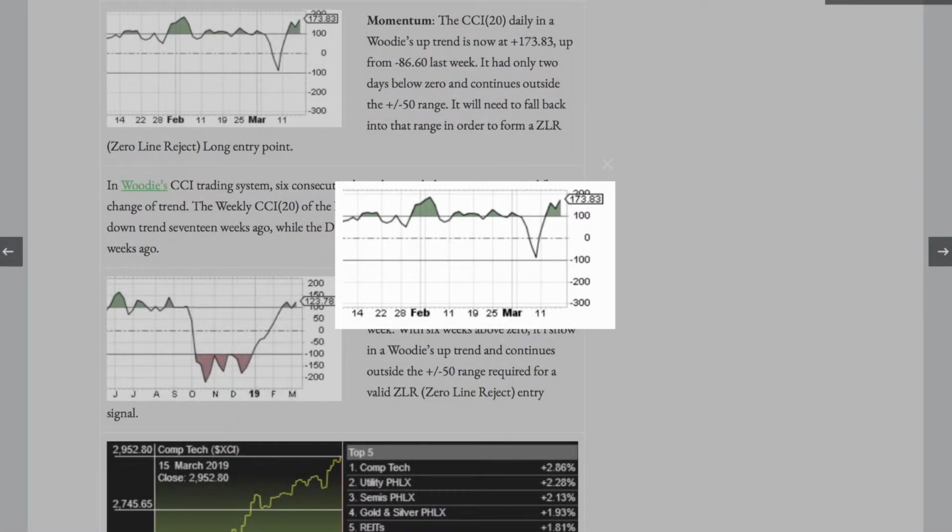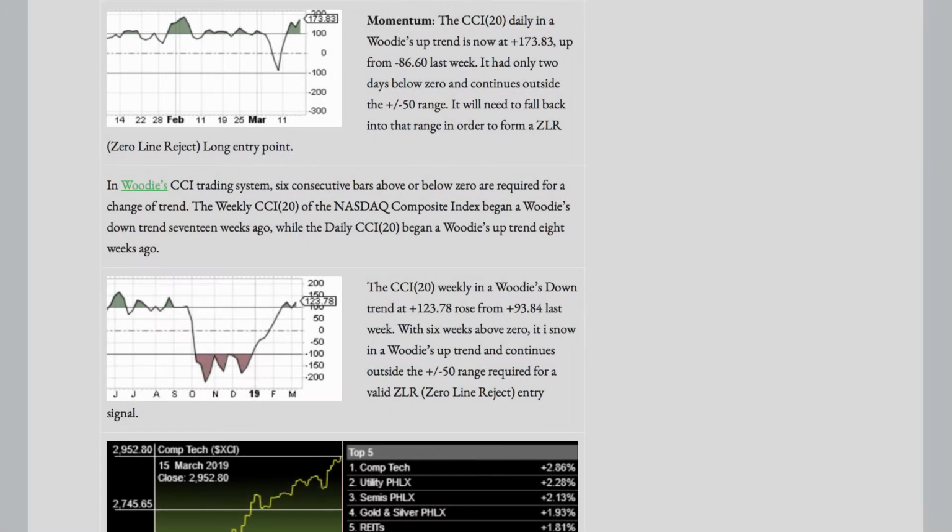Momentum. The CCI 20 daily in a Woody's uptrend is now at a positive 173.83, up from a negative 86.60 last week. It had only 2 days below zero and continues outside the plus or minus 50 range. It will need to fall back into that range in order to form a zero line reject long entry point. In Woody's CCI trading system, 6 consecutive bars above or below zero are required for a change of trend.